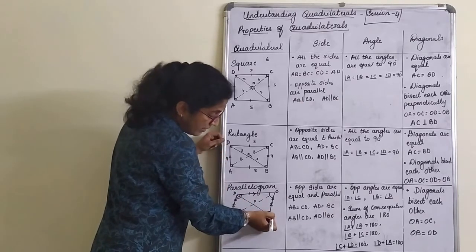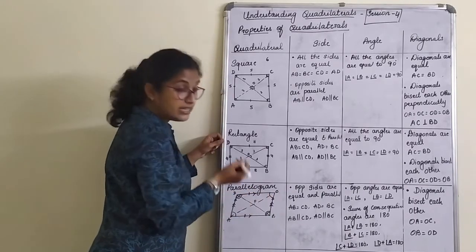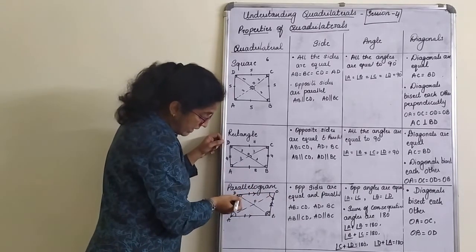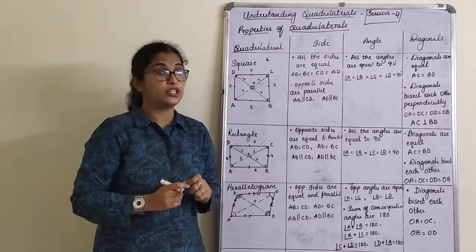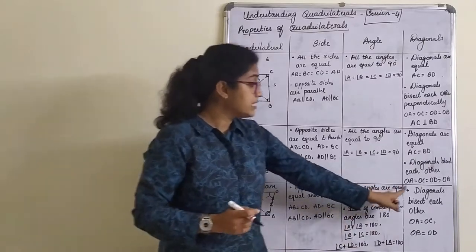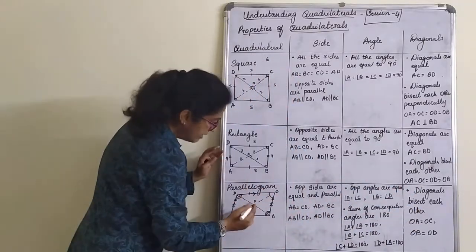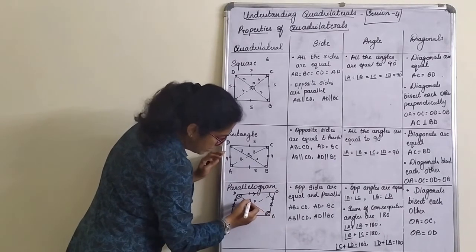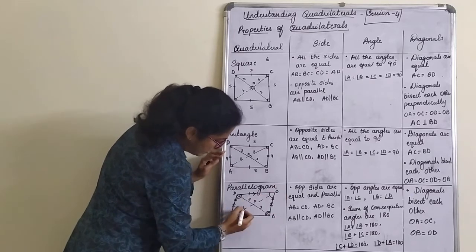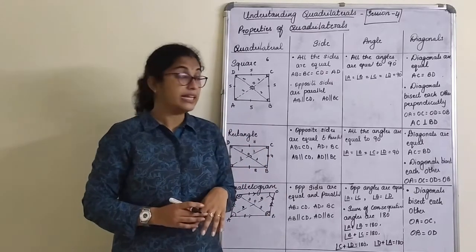If I add angle B and C, I get 180. If I add angle C plus D, I get 180. If I add angle D plus A, I have to get 180. That is what I have written here. Next, diagonals bisect each other. So let us assume if the whole diagonal is 6, this is 3 and this is 3. If this diagonal is 8, this is 4 and this is 4, right?